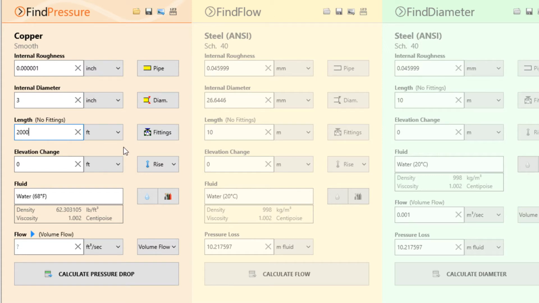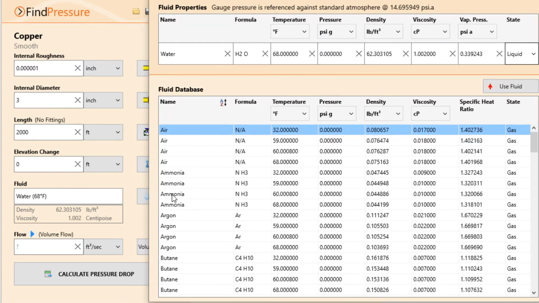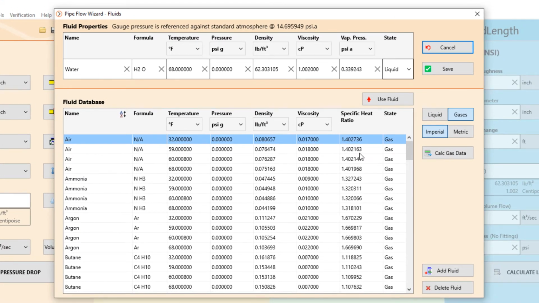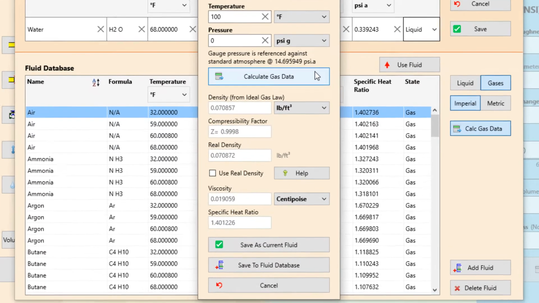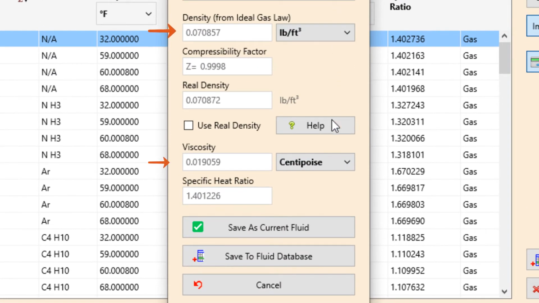Next, we move on to specifying our fluid data. These buttons allow us to select a liquid or to select a gas. If we click the Select a Gas button, Pipe Flow Wizard provides us with a helpful gas property calculator, where we can specify a temperature of 100 degrees Fahrenheit and a pressure of 0 psi gauge as the conditions we want to define our fluid at. Pipe Flow Wizard will then calculate the density, viscosity, and specific heat ratio for air at these conditions.